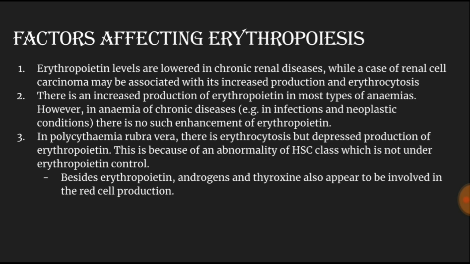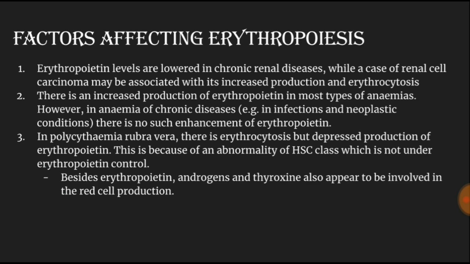Now moving to polycythemia rubra vera. This is a condition where there is erythrocytosis, but there is a depressed production of erythropoietin. Though a lot of erythrocytes are produced, the erythropoietin level is very low, but the production of RBCs is high. That is the condition of polycythemia rubra vera. There is an abnormality in the HSC, the hematopoietic stem cell. There is a problem in the hematopoietic stem cell present in the bone marrow, which is uncontrollably producing large numbers of RBCs.